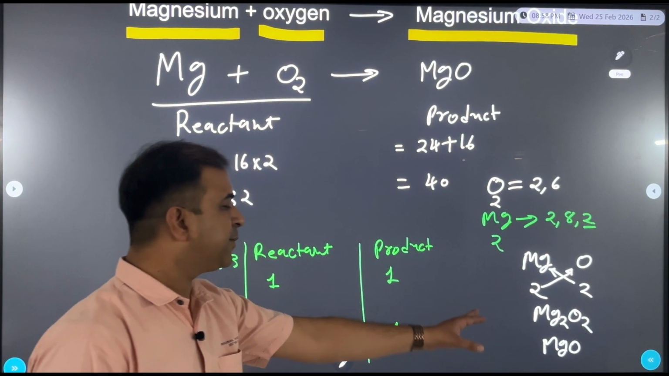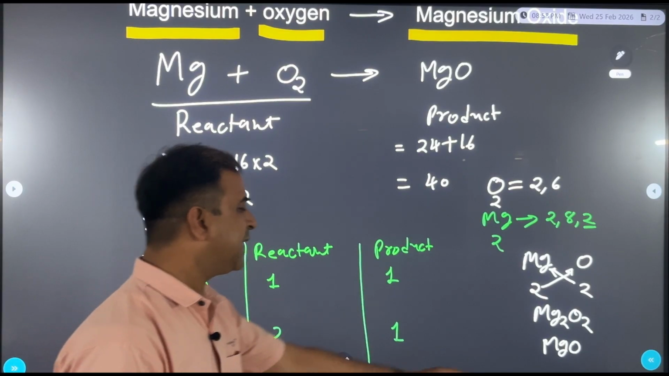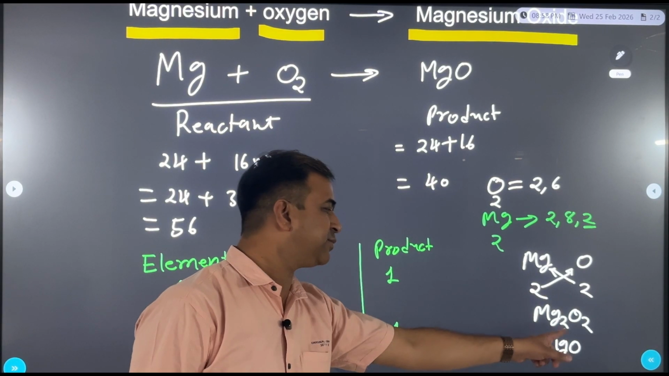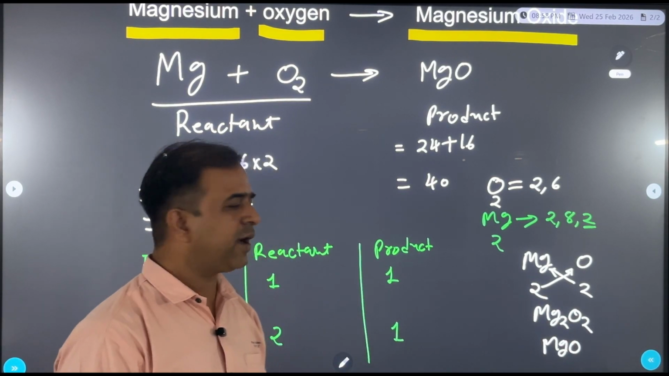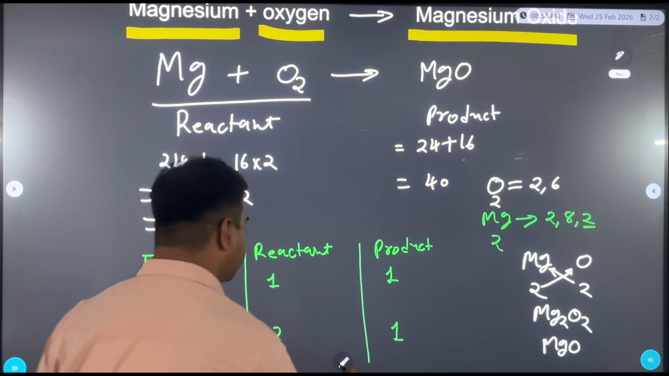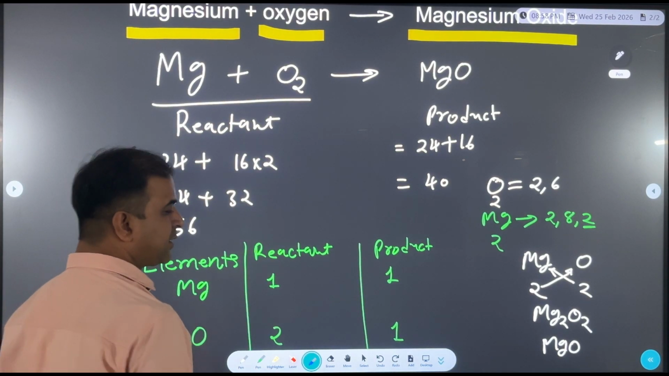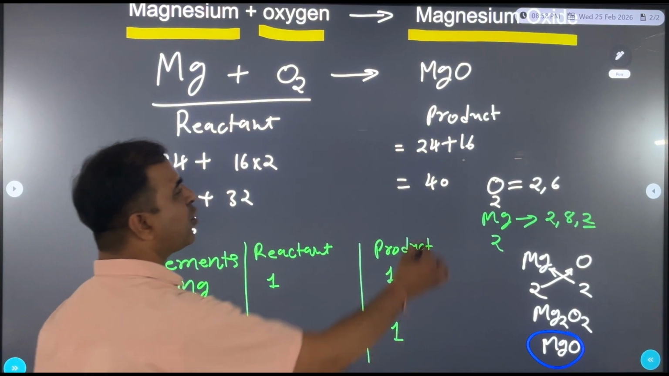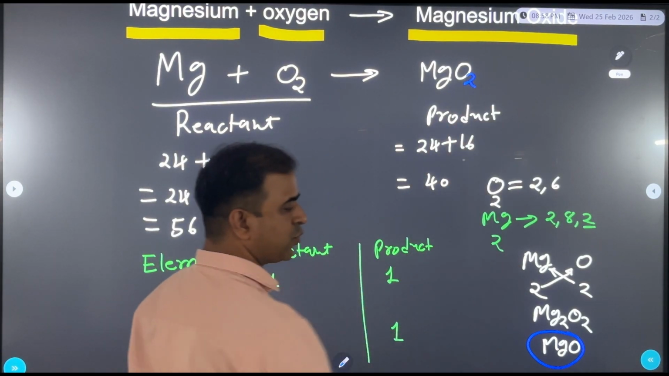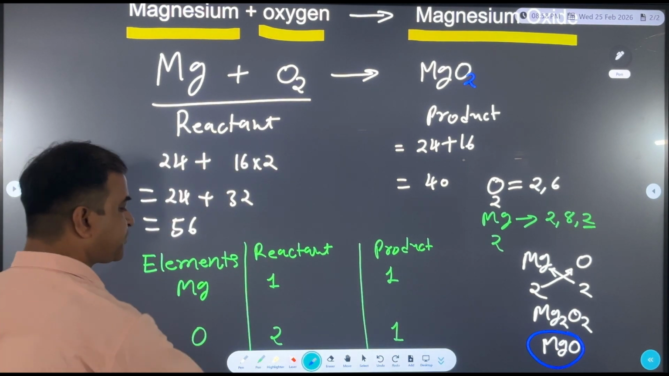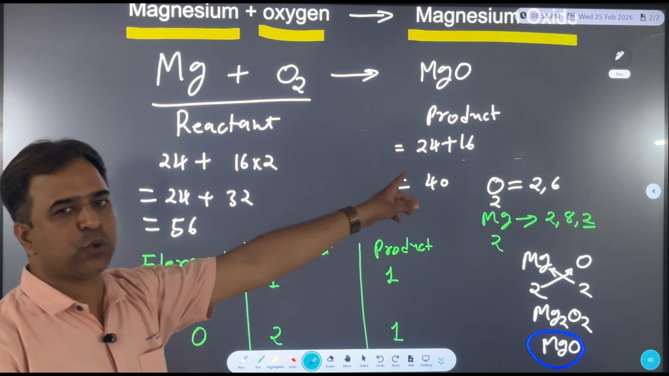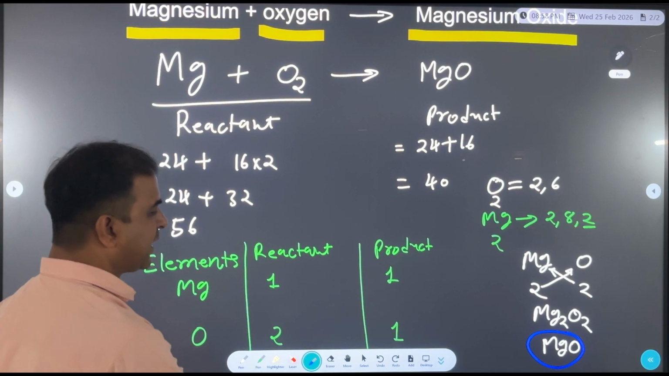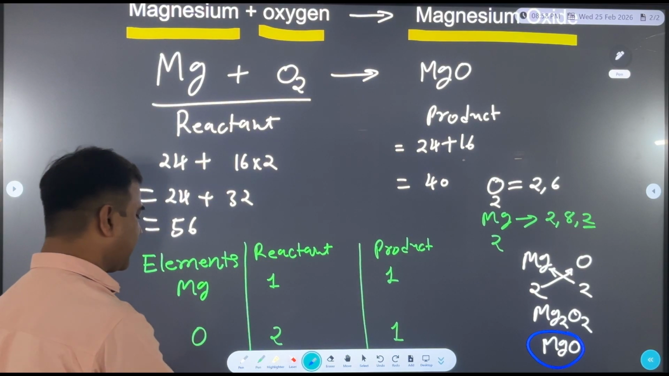Since they have the same number of atoms, we write MgO. We write magnesium oxide as MgO, not Mg2O2 or MgO2. So with this you can understand we cannot change the chemical formula. We cannot put MgO2. We have to put MgO only.